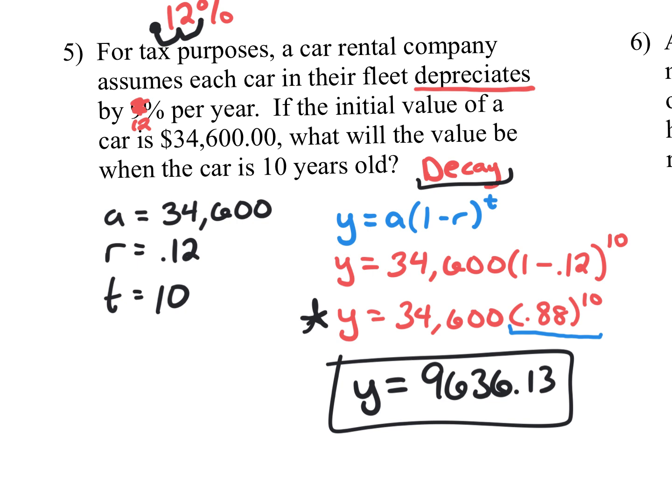Nope, just leave that in your calculator. Once you have that number, which again should be 0.2785, what do you do with that now? Multiply it by your A value. So times 34,600. In your calculator, you should have 9,636.13.